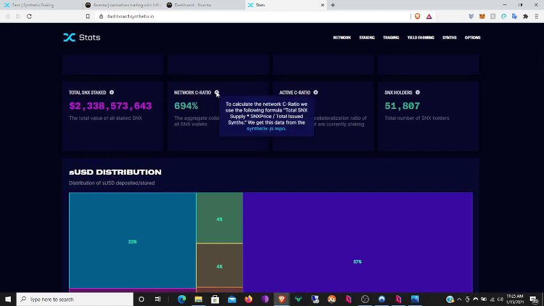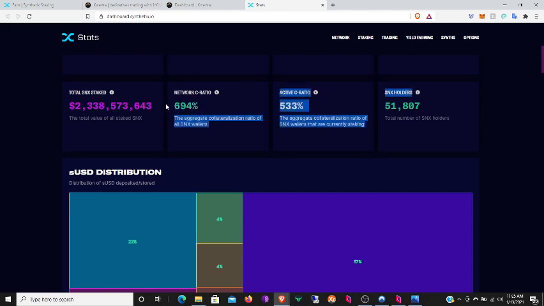If you have any questions on that, there's little sections that help you understand what some of these things are. The C ratio is basically the collateralization ratio, like how balanced out is it across the network. We're trying to maintain it currently at 500. So the active ratio is around that, and the network in total.